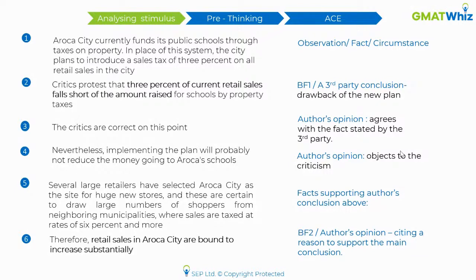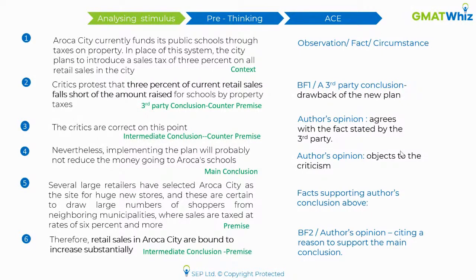Okay, so if I now put things together, statement 1 is more like setting the context. Statement 2 is a third party conclusion. It is acting as a counter premise for the conclusion given in statement 4. 3 is an intermediate conclusion, which is also a counter premise actually. All right. It is not going in the direction of the author's main conclusion, which is what statement 4 is so far. That's the main point that the author is trying to make. And the author is giving some premise to support his conclusion, and another intermediate conclusion which is acting as a premise to support the main conclusion in 4.